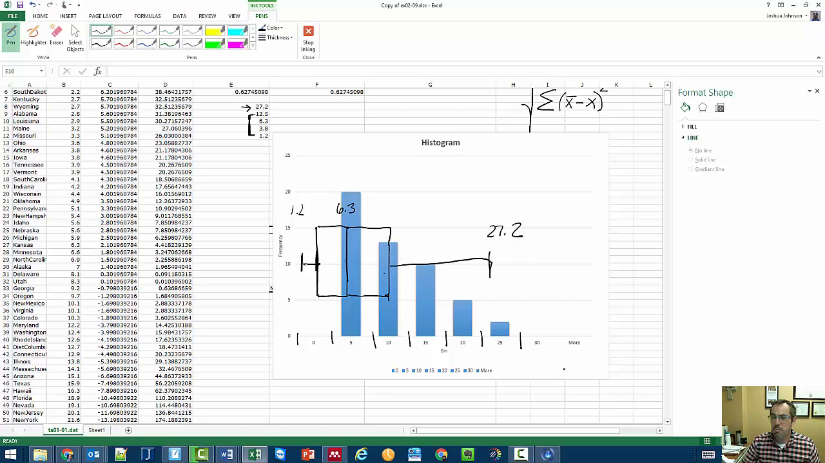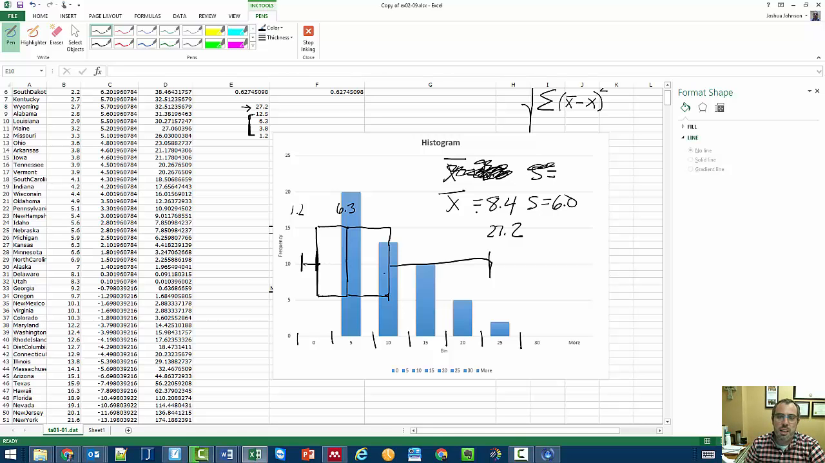Now, I showed a histogram here so you can see it, but if I were just to tell you that the average was 8.4, and the standard deviation was 6.0. The median was 6.3, not the average.